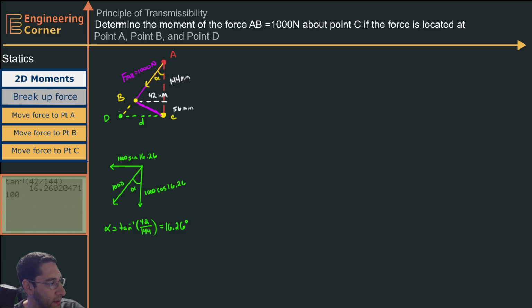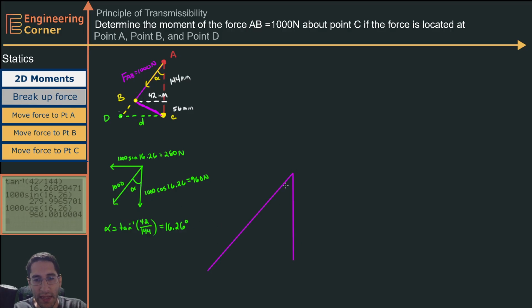And let's actually figure this out. So 1000 times the sine of 16.26 is 279.99. So we'll call that 280. And if we do the cosine, we get 960.00, so this will be called 960 Newtons.